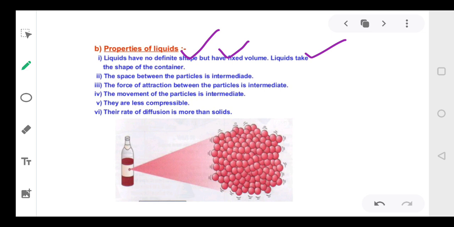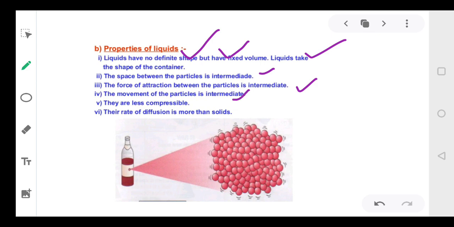The space between the particles is intermediate. Intermediate means it is lesser than the solids and more than the gases. So the force of attraction is again intermediate: Solids से कम है, gases से ज़्यादा है. Again, the motion of particles is intermediate.